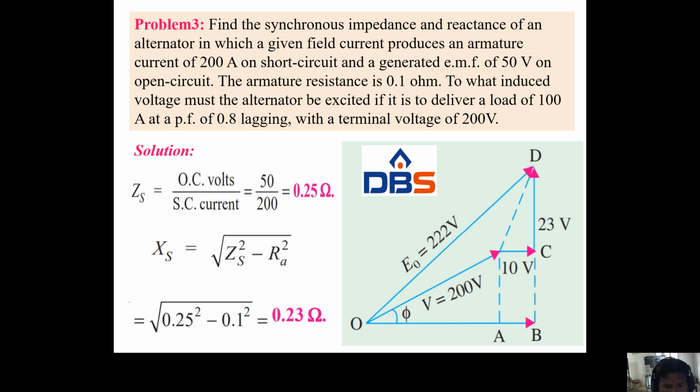Find the synchronous impedance and reactance of an alternator which will produce an armature current of 200 amperes on short circuit and a generated EMF of 50 volts on open circuit. Armature resistance is 0.1 ohm. To what induced voltage must the alternator be excited if it is to deliver a load of 100 ampere, at a power factor of 0.8 lagging with a terminal voltage of 200 volts? First determine the synchronous impedance Zs and synchronous reactance Xs. Xs is a combination of XL plus XA, and Zs is a combination of Ra plus jXs.